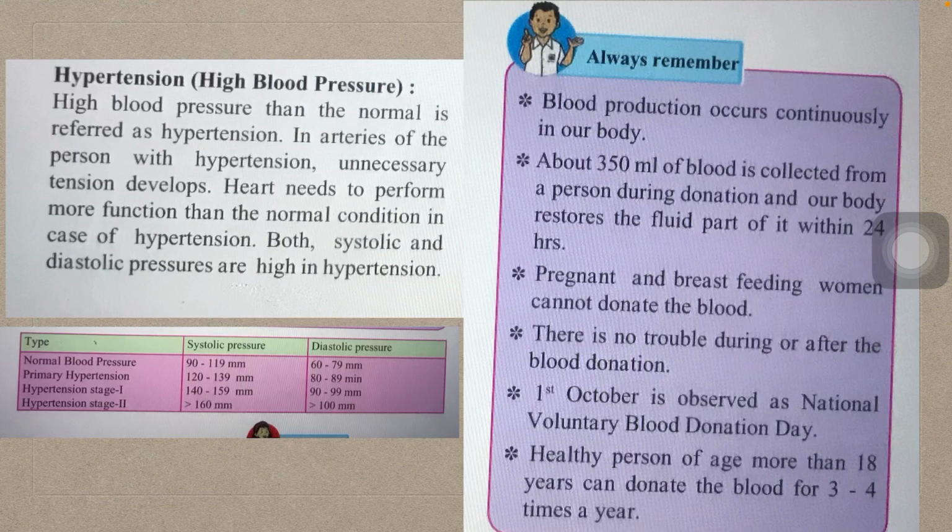Now student, always remember blood production occurs continuously in our body. About 350 ml of blood is collected from a person during donation, and our body restores the fluid part of it within 24 hours. Pregnant and breastfeeding women cannot donate the blood. There is no trouble during or after the blood donation. 1st October is observed as National Voluntary Blood Donation Day. Healthy person of age more than 18 years can donate the blood 3 to 4 times in a year.